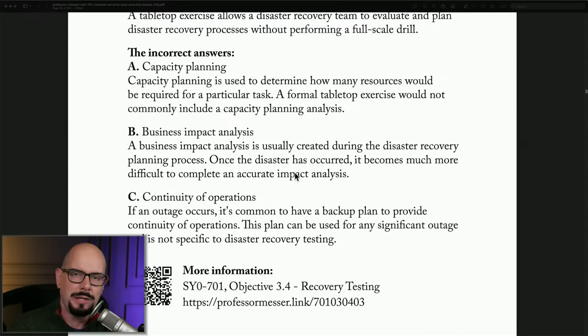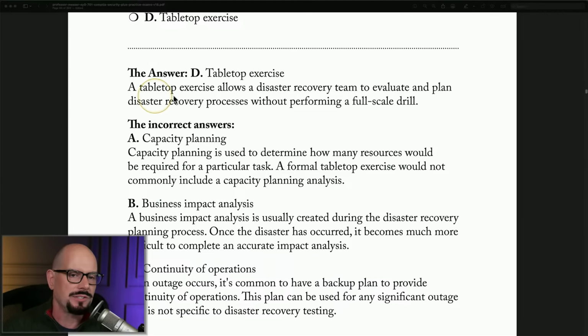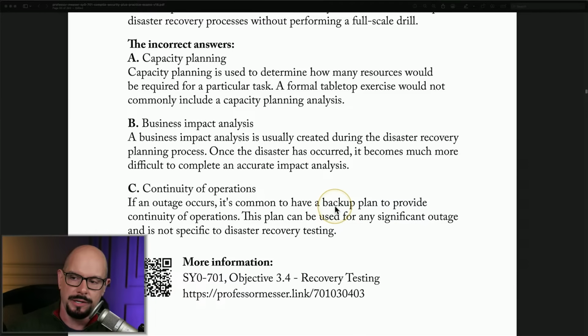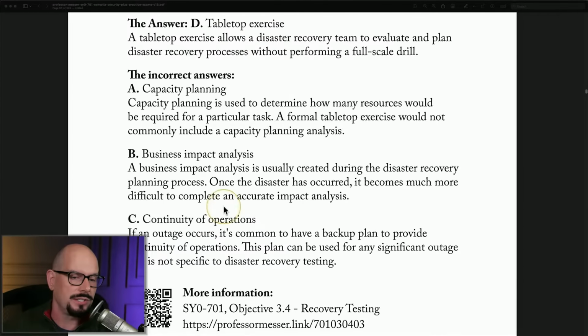Another part about this, and I'll recommend this for people that already have the book, don't just skip past the wrong answers if you get the question right. Maybe you answered D, tabletop exercise. Yep, I knew it. Tabletop exercise. Next question. You're missing an opportunity there as well, because maybe you don't know the details of how capacity planning, a business impact analysis, or continuity of operations would fit into this answer. And by reading through these, you're learning more about those topics too. Because on your actual exam, you might not get a question about tabletop exercises, but you might get a question about continuity of operations. So this is almost like having 4 different questions in the same question, if you want to look at it that way.